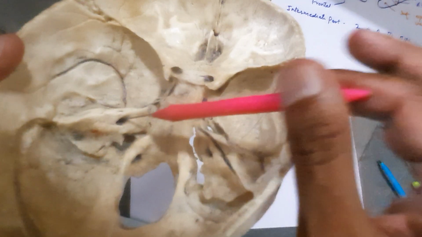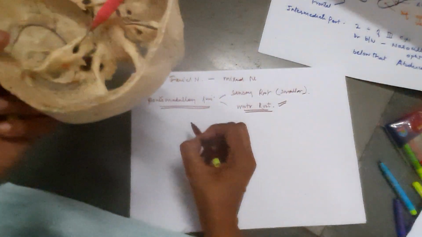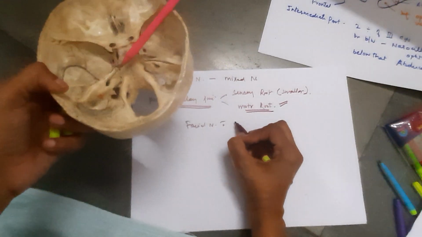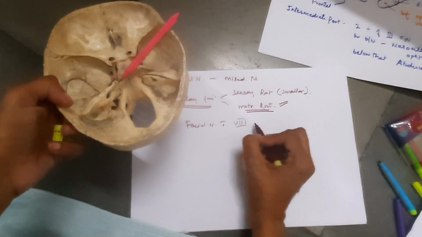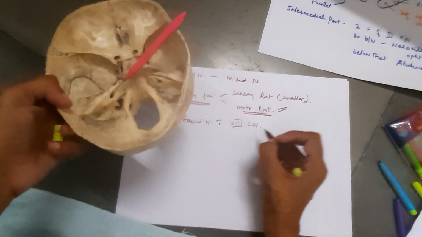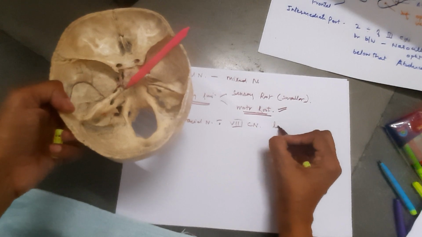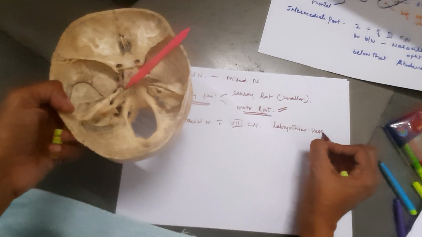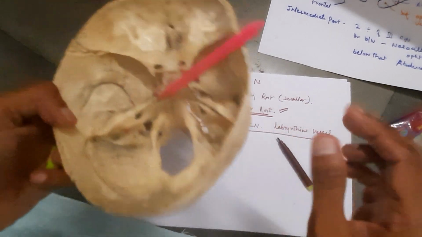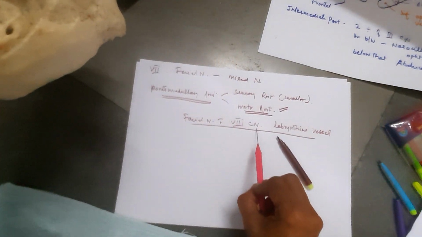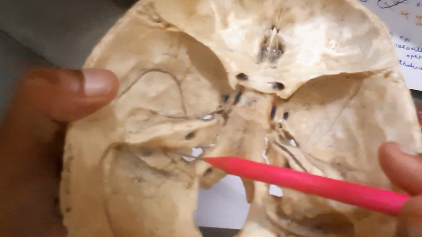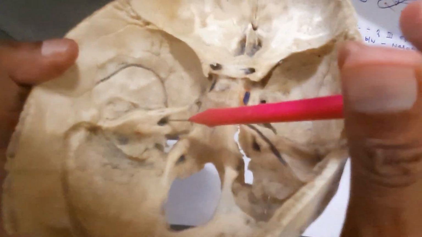In this internal acoustic meatus, this nerve, the facial nerve, will pass along with the 8th cranial nerve, known as the vestibulocochlear nerve, and also labyrinthine vessels. So what structures pass through the internal acoustic meatus? The facial nerve, 8th cranial nerve, and labyrinthine vessels will pass through the internal acoustic meatus. Okay, this is the internal acoustic meatus.